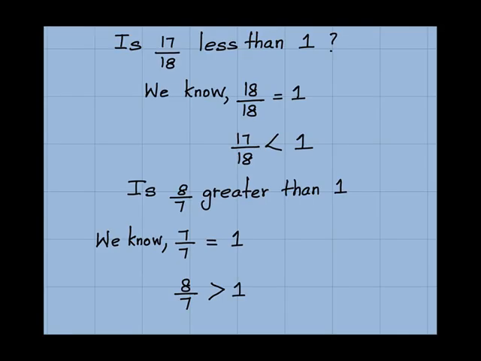Is 17 over 18 less than 1? We know 18 over 18 is equal to 1. 17 over 18 is less than 1. That's correct. Is 8/7 greater than 1? We know 7/7 is equal to 1. So 8/7 is greater than 1.